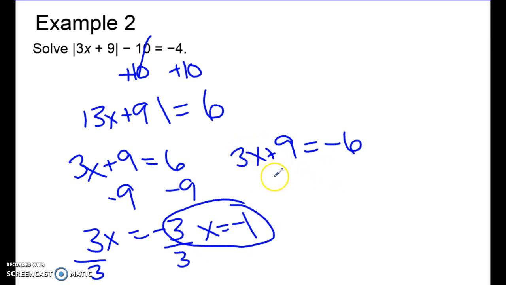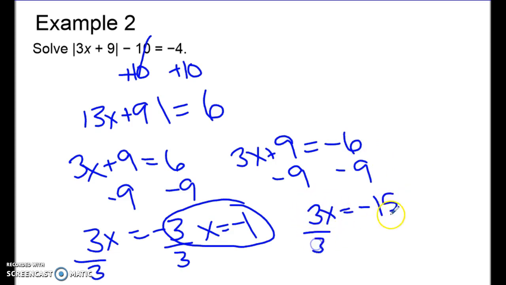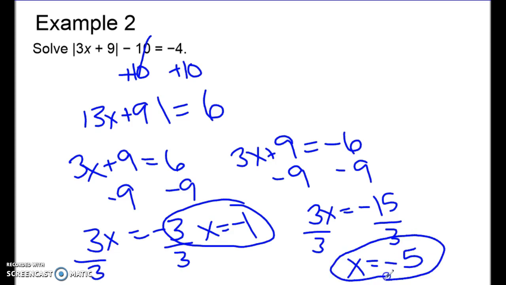So now let's go solve this other equation. I want to start the same way. I have to subtract 9. So I end up with 3x equals negative 6 minus 9, which is a negative 15. Again, I see that I'm multiplying, so I have to undo that by dividing. So I end up with x equals negative 5. So these are my two possible solutions to this equation.